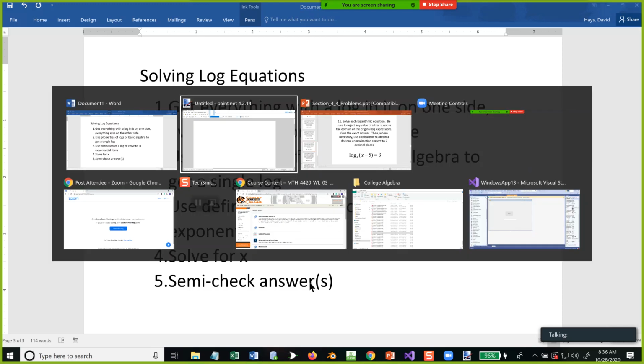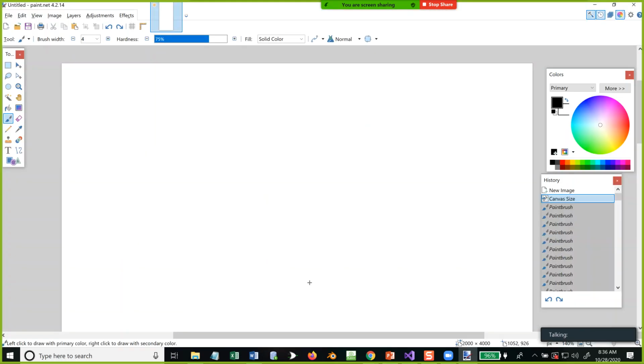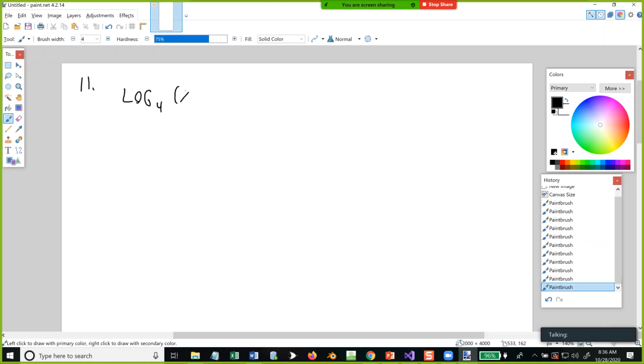So let's take a look at this problem. Log base 4 of x minus 5 is equal to 3. Step 1, get everything with a log on one side, everything else on the other side. That's done. Step 2, use properties of logs, get a single log. We have a single log. We have just simply log of something. Nothing in front of it, nothing after it. That's done.